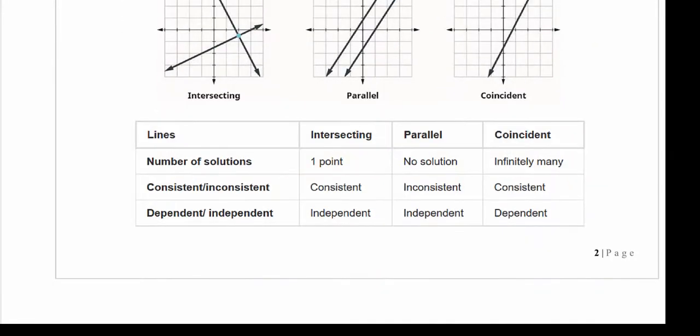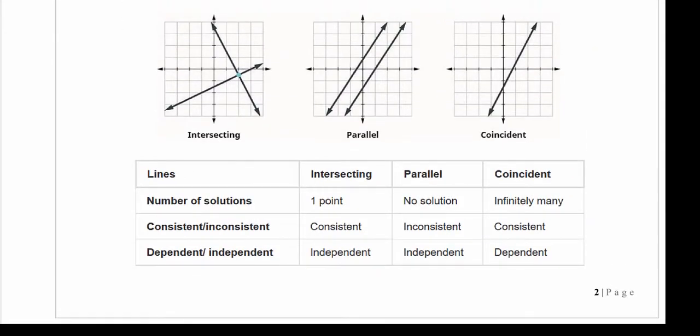Here's a nice little chart for you. In case number 1, this is our intersecting case. There's one solution, one ordered pair, and we call that the consistent independent case. Case number 2, we have the parallel lines. There's no solution. The lines never meet. That's called the inconsistent independent case. Inconsistent, no solution. Independent lines because they're different. Coincident is the third case. That has infinitely many solutions. That's a consistent system because you have solutions, but the lines are dependent because they represent the same line.